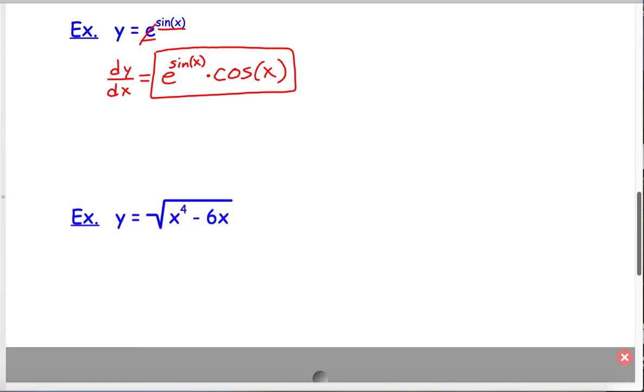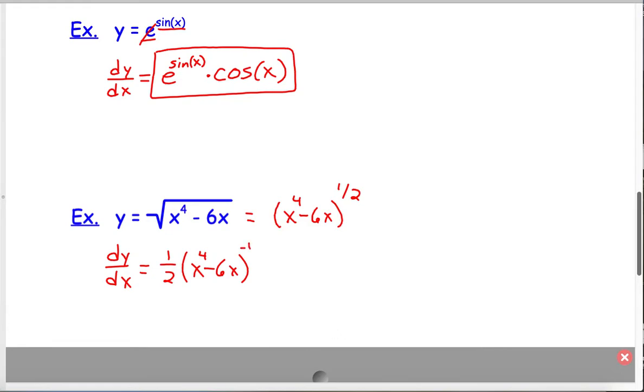Alright, so how about this one? Well, first of all, maybe we should see this as an x to the 4th minus 6x to the 1/2 power. Now we'll find dy dx. So that'll be 1/2 something to the 1/2 minus 1, which is negative 1/2 power. So I've gotten rid of the square root function. I did that derivative. Now let's do the derivative of the inside part. And that's going to be simple using the power rule, 4x cubed minus 6.